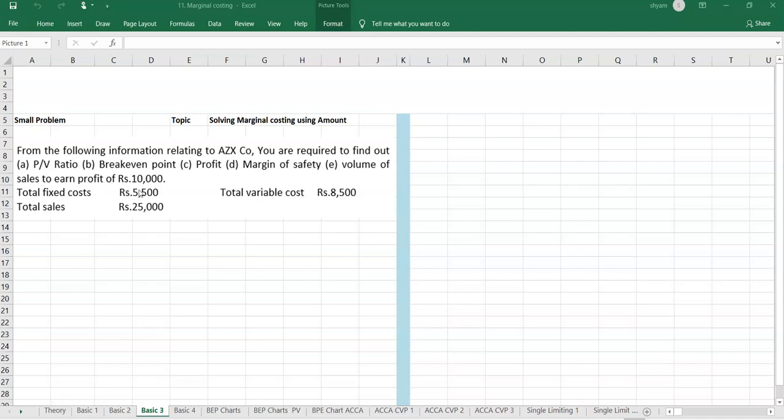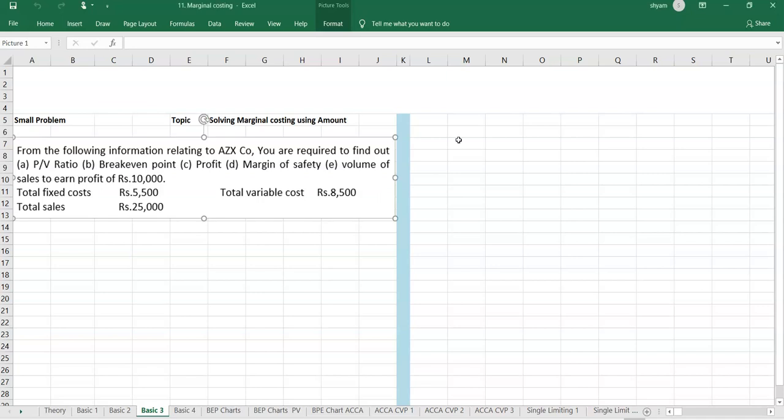So we'll start from this question. The question states that from the following information relating to AZX Co, you are required to find out PV ratio, break-even point, profit, margin of safety, and volume of sales to earn a profit of 10,000. The total fixed cost is 5,500, total sales is 25,000, and the total variable cost is 8,500.